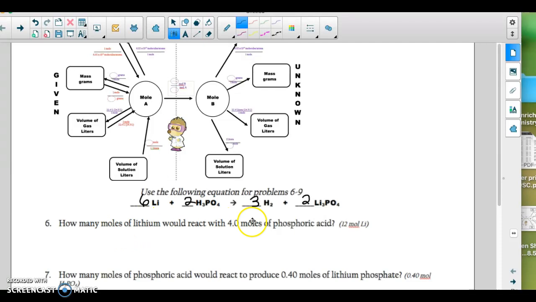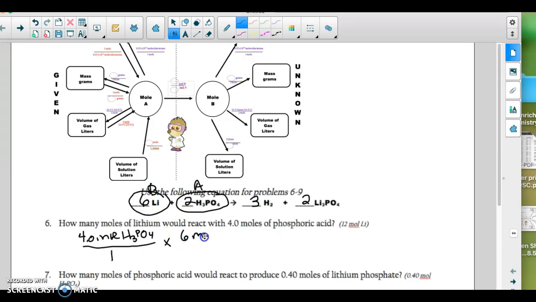So the first question, we're starting at 4 moles of phosphoric right here. And phosphoric is H3PO4. And then we're going to figure out moles of lithium. So we're really dealing with these two right now. I'm starting here and I'm going to go there. So this is my one I start with is A if you want to do that. And then B is the one I'm going to.